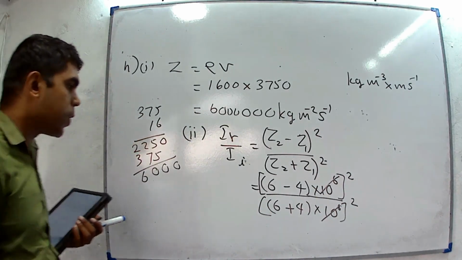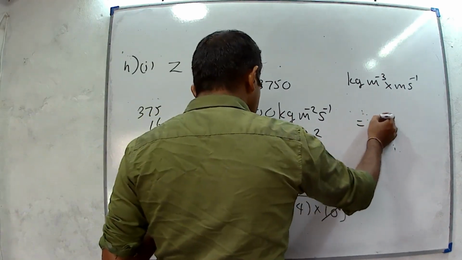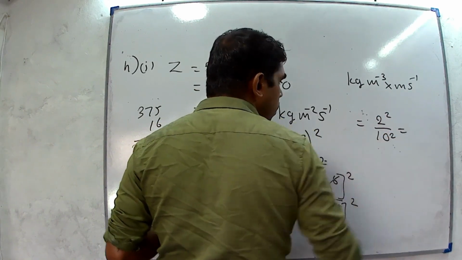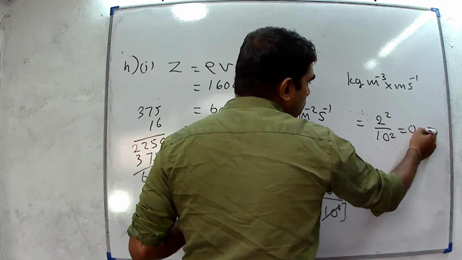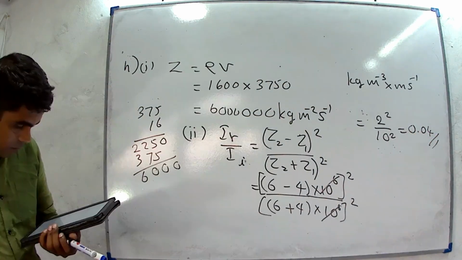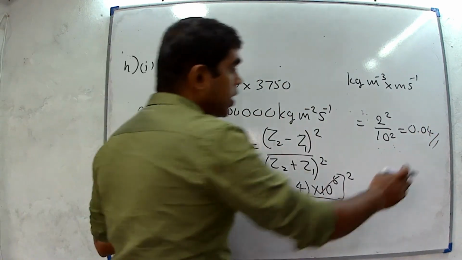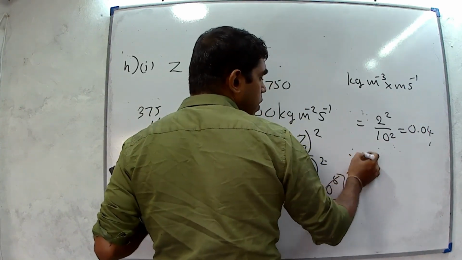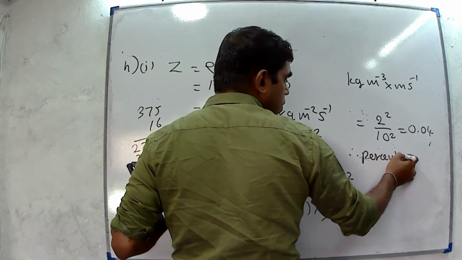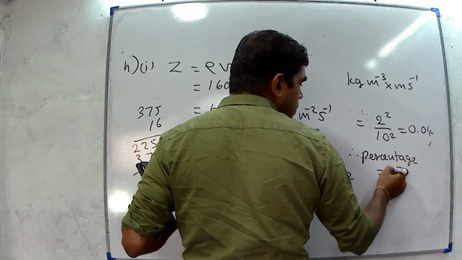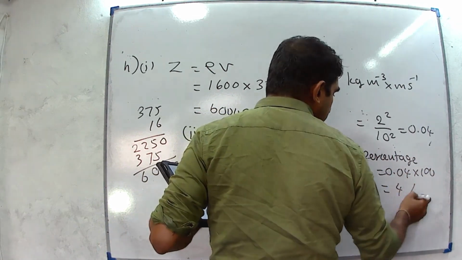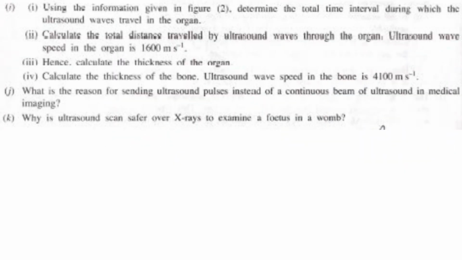6 minus 4 is 2, and 6 plus 4 is 10, squared. 2 squared is 4, over 100, which is 0.04. Now we have to calculate the percentage. This one is a fraction, therefore when finding the percentage, we have to multiply 0.04 by 100, then 4%. That is part I.